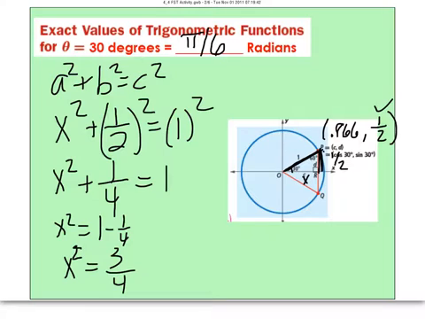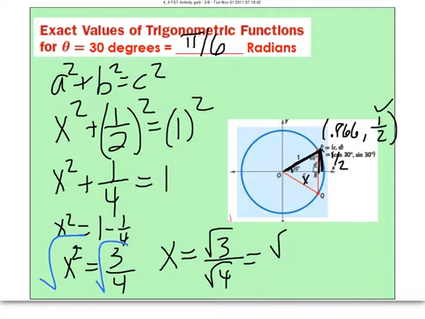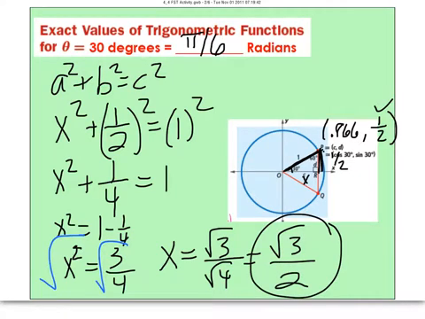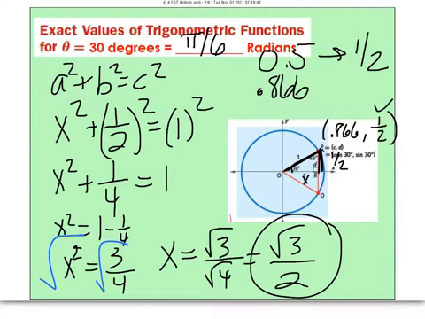Now let's take the square root to get rid of the squaring. So x is equal to the square root of 3 over the square root of 4. This simplifies to the square root of 3 over 2. So here's what we know. The decimal 0.5 we're now going to call the fraction 1/2. The decimal 0.866 we're now going to call the square root of 3 over 2. So we can now go to our approximate unit circle and replace every approximation with an exact value.